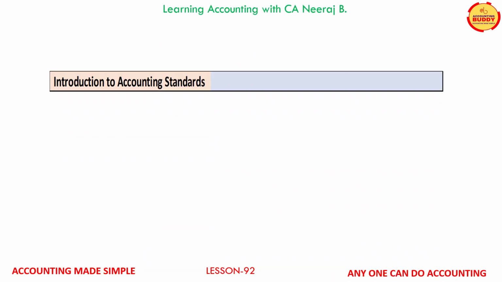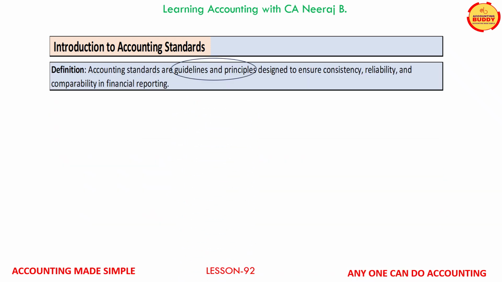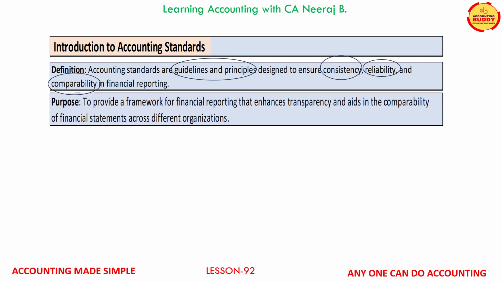Let us now learn about the accounting standards. Accounting standards are the guidelines and principles designed to enhance consistency, reliability, and comparability in financial reporting. The purpose of accounting standards is to provide a framework for financial reporting that enhances transparency and aids in the comparability of financial statements across different organizations.